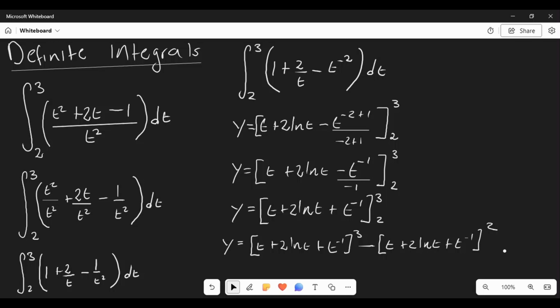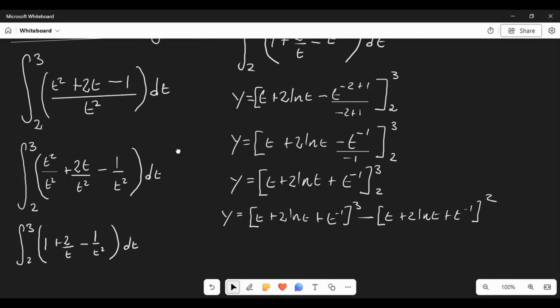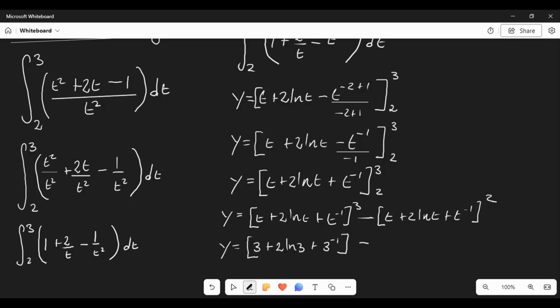From here, what we do, we substitute. So it's time for us to substitute. So let me just create a little bit of space here. So the first bracket we substitute with the upper limit, and the second bracket we substitute with the lower limit. All right, let's do this. Wherever there is t, we put the upper limit here. So it's going to be 3 plus 2 natural log 3 plus 3 to the power of -1, right, minus.